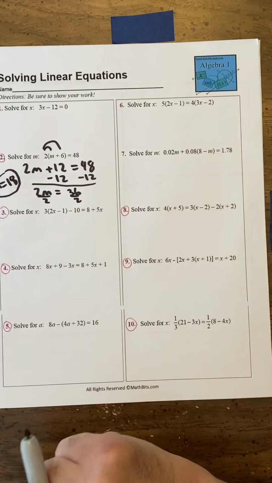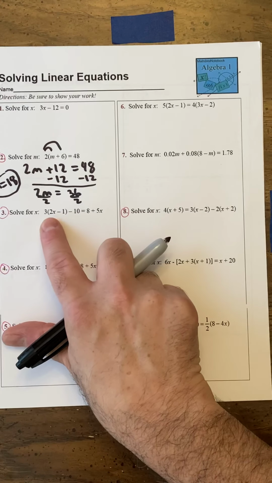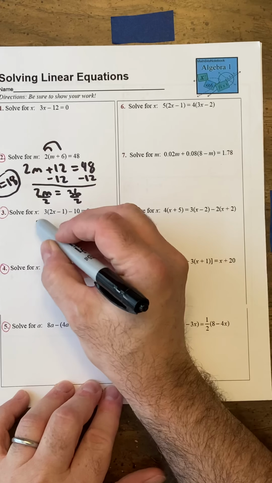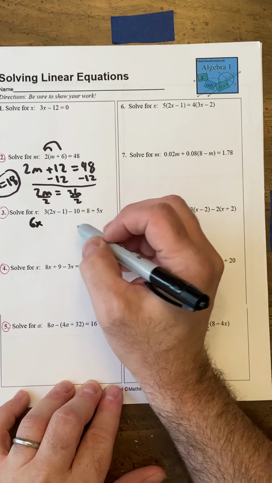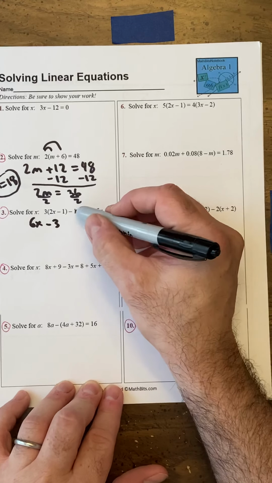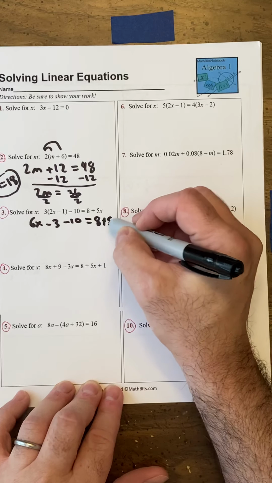Here, we have a slightly more complex equation. We still want to deal with the parentheses first by distributing that 3. 3 times 2x is 6x. 3 times negative 1 is negative 3. And then the parentheses have gone away, but we still have a minus 10 on this side, equals 8 plus 5x.